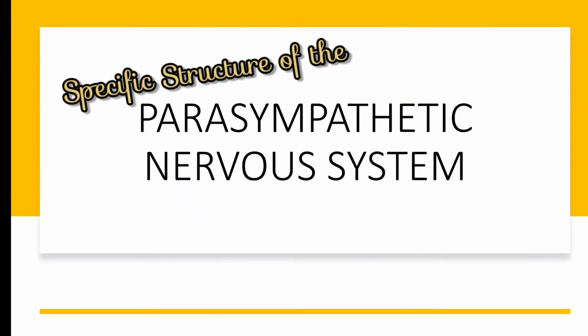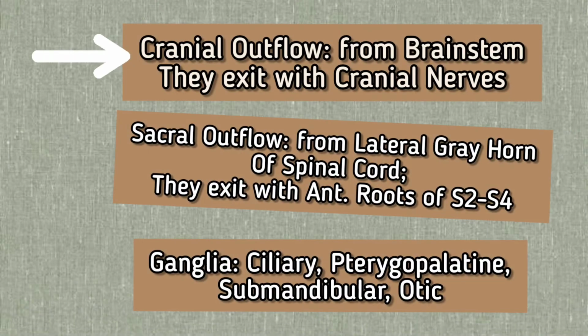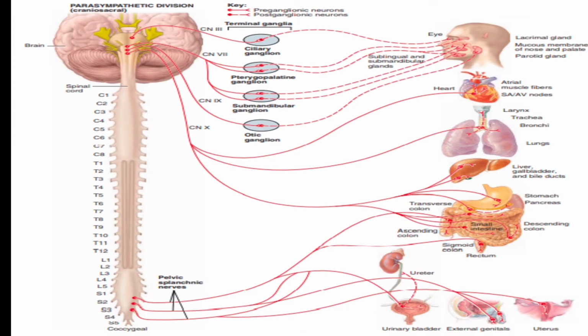Now let's talk about specific structure of the parasympathetic nervous system. Presynaptic neurons exit cranially with the brainstem and with the cranial nerves. For the sacral segment, they exit with the lateral gray horn of S2 to S4, and they have 4 major ganglia. More details on this later on.